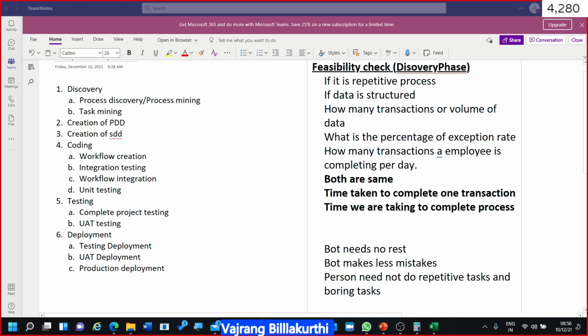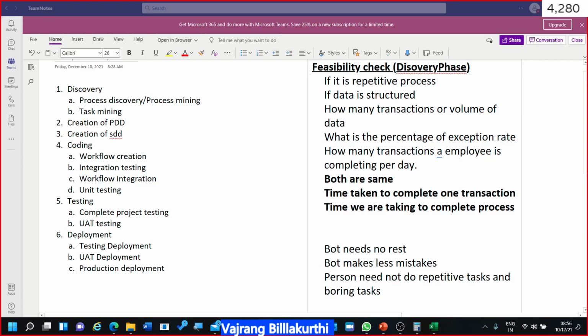But anyhow, with respect to the bots, what exactly are we trying to do? We are trying to do only repetitive tasks that can be automated. Is it right? Now, till now, how many steps of the process are completed? Till now, discovery only. So only discovery we have completed, and see how many points we came up with in the discovery phase.